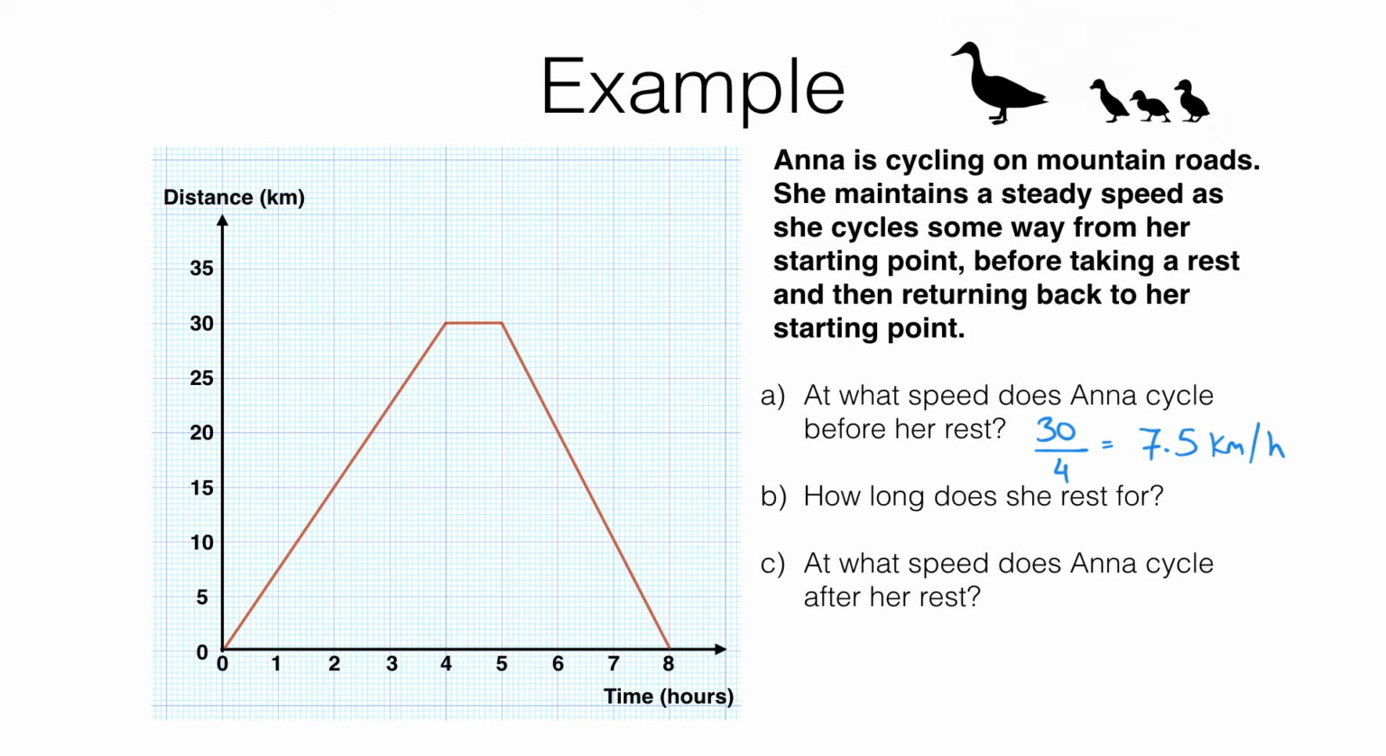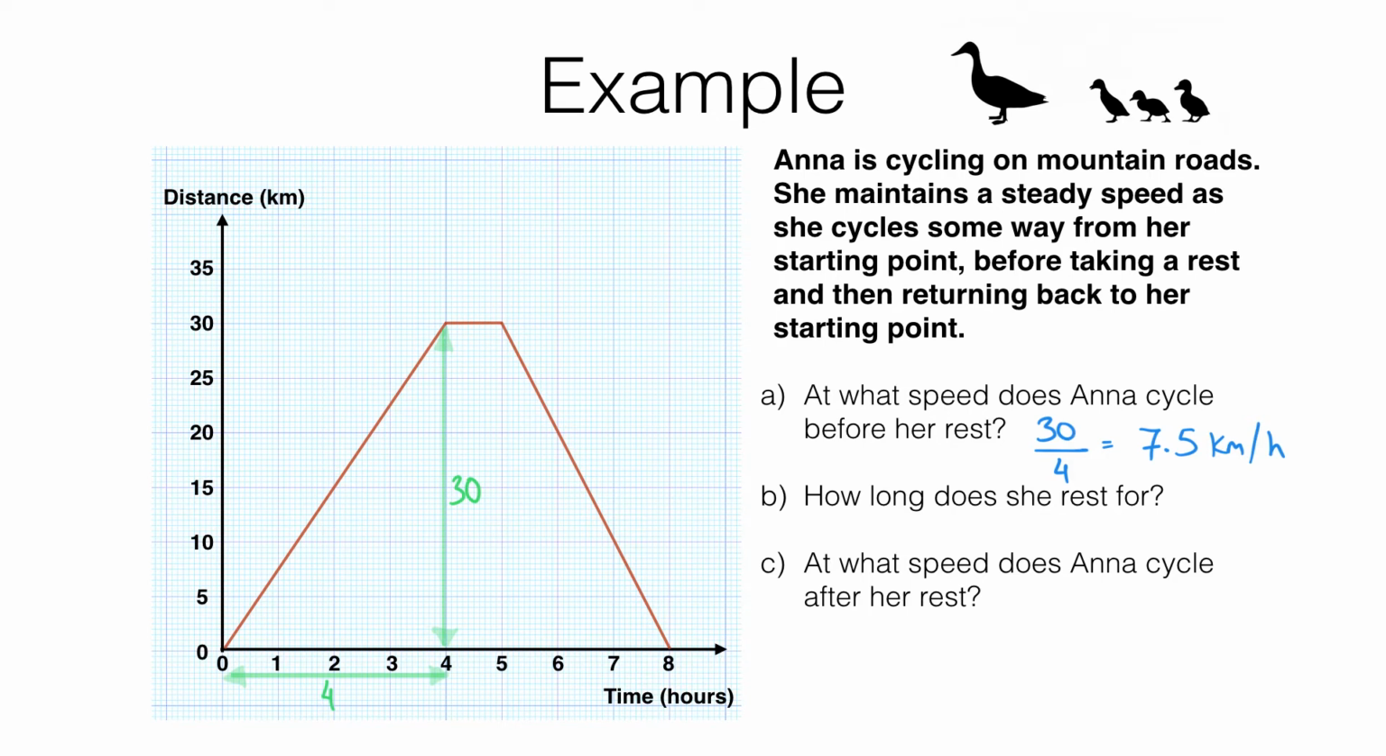Now, the main point of this video is to get you to realize that what we have just done is effectively find the gradient of this line. Let's think about that. How do we find the gradient again? Well, we want the change in the vertical direction divided by the change in the horizontal direction. If we look at just this section here, you'll see that we have gone a total of 30 kilometers, and that has taken a total of 4 hours. So the gradient would be 30 divided by 4, which is exactly what we've worked out.